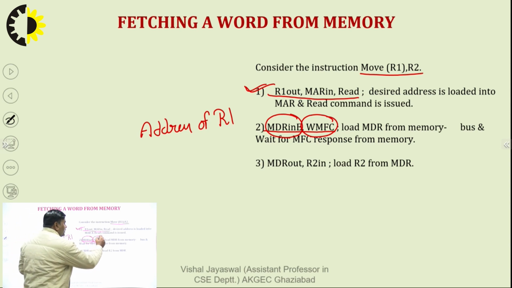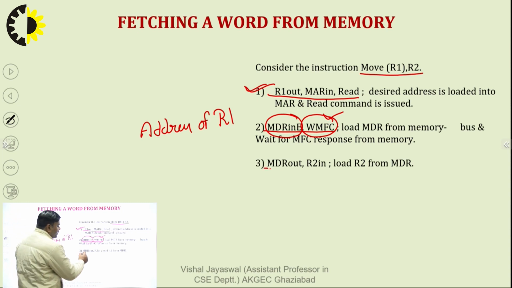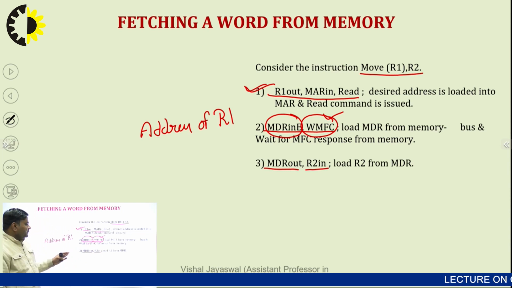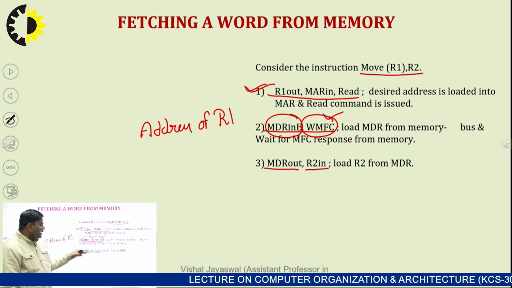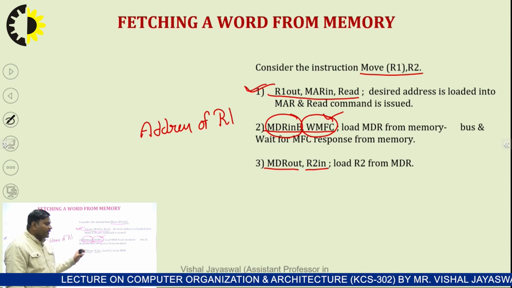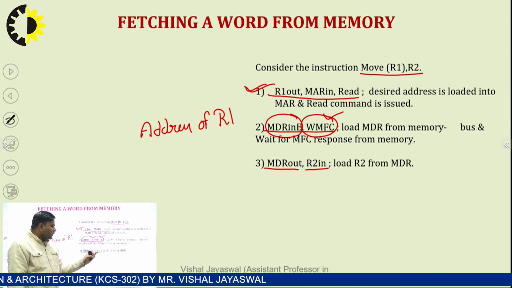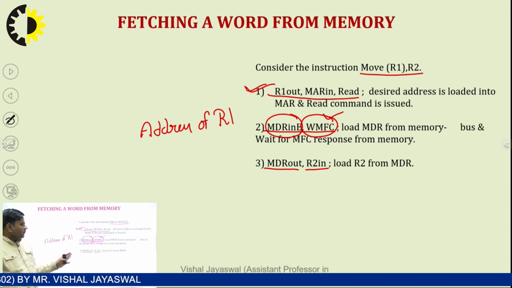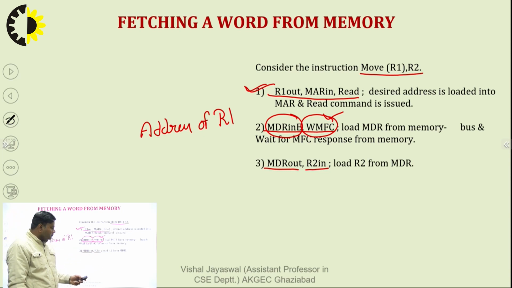When WMFC means memory function is completed, then MDR out and R2 in, and we have fetched a word from memory. So MDR out means the content of MDR is going to the internal processor bus, and R2 in means the content placed on the internal processor bus is going to the R2 register.